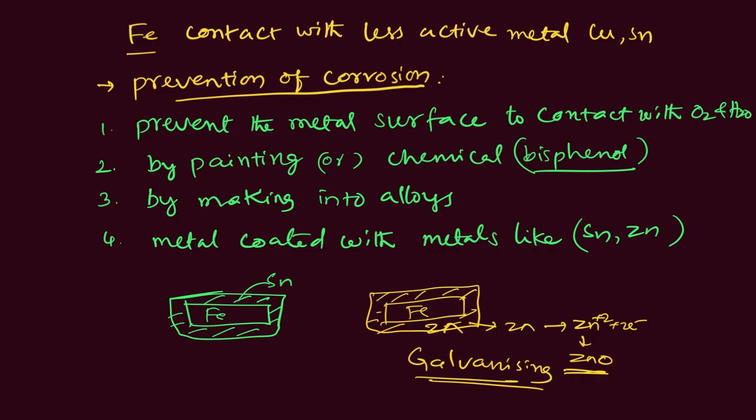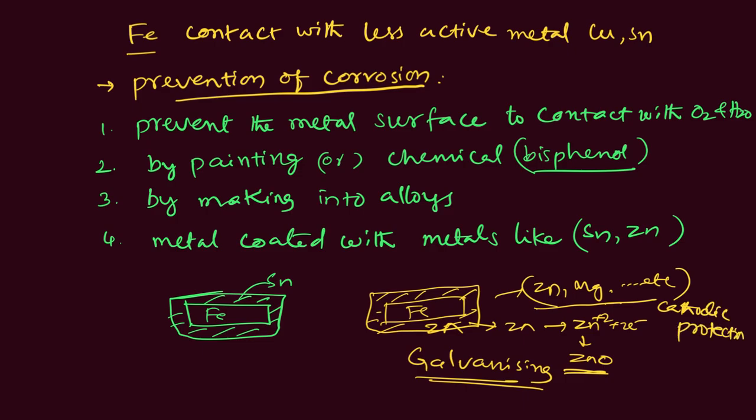Iron will be protected more easily by the more active metal, which I will also show you here. One more thing: these active metals like zinc, magnesium, etc., with a lower reduction potential value, easily protect the iron, because they react first and form their oxide. They protect themselves and also the iron metal. So this is called cathodic protection.